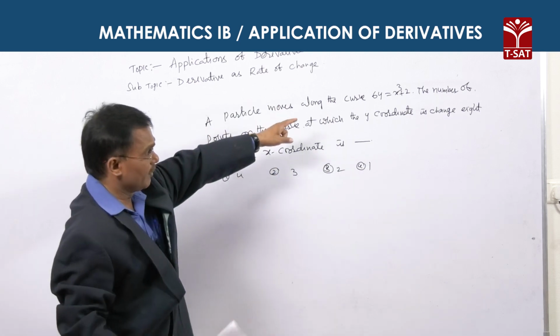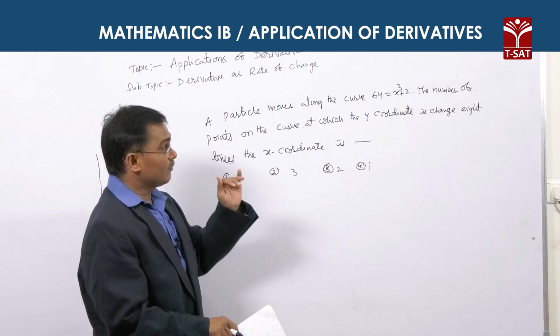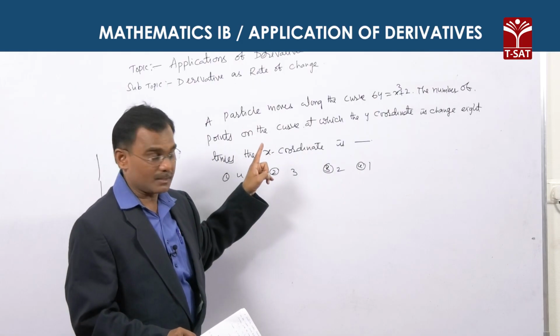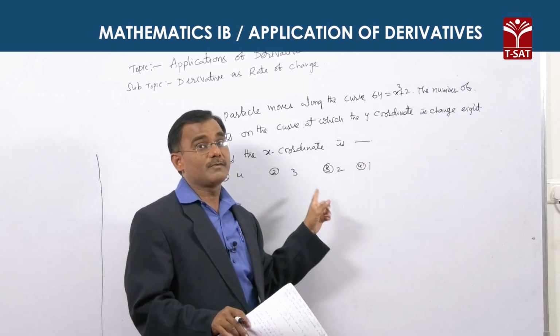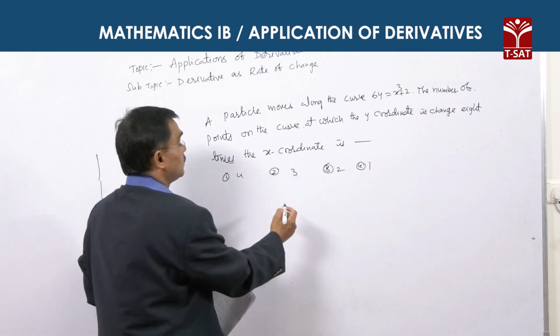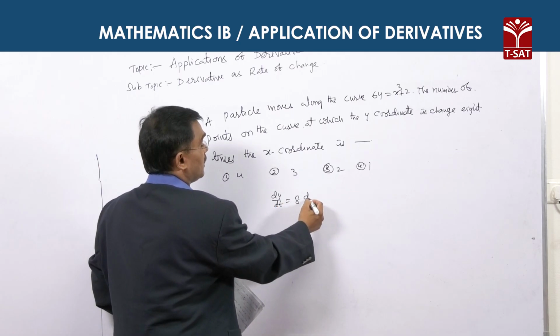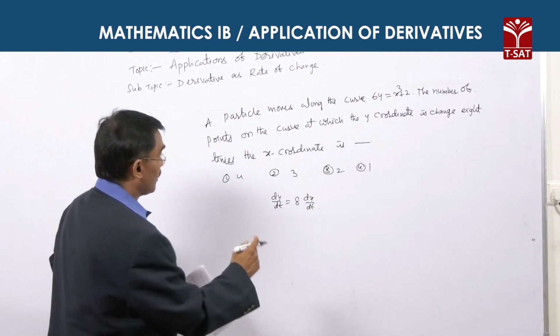The particle moving along the curve is 6y is equal to x cube plus 2. Then find the number of points on the curve at which the change of the y coordinate is 8 times the change of the x coordinate. What is given? Change of y coordinate, dy by dt, is 8 times the change of the x coordinate, dx by dt. This is given, and the curve equation is here.